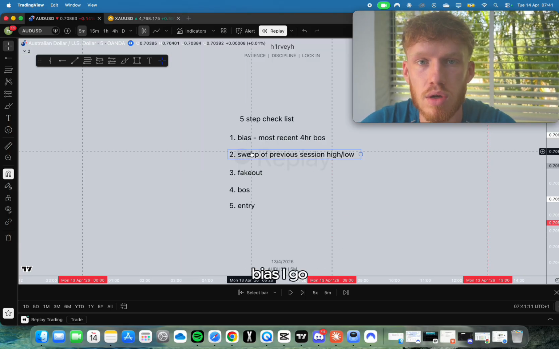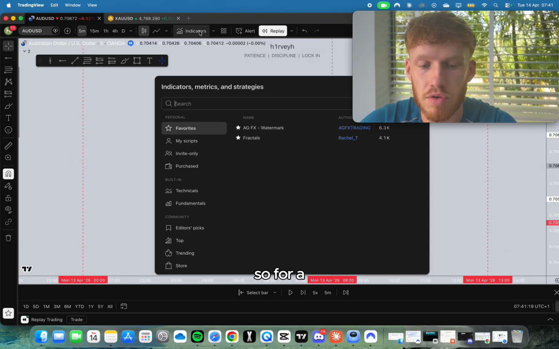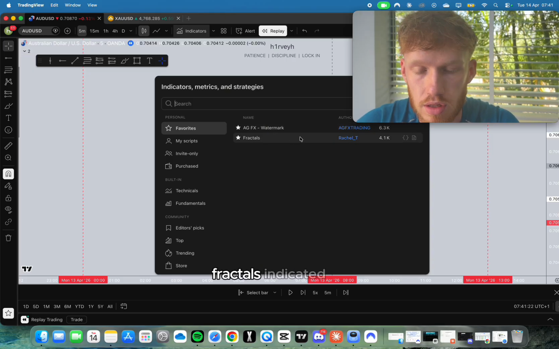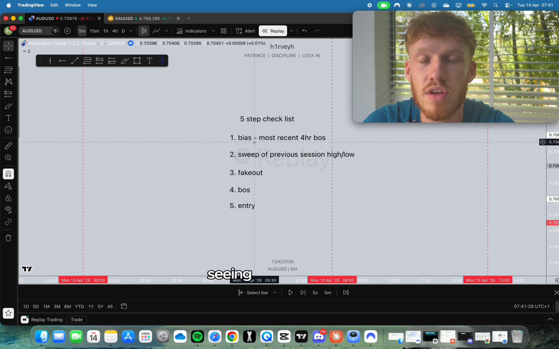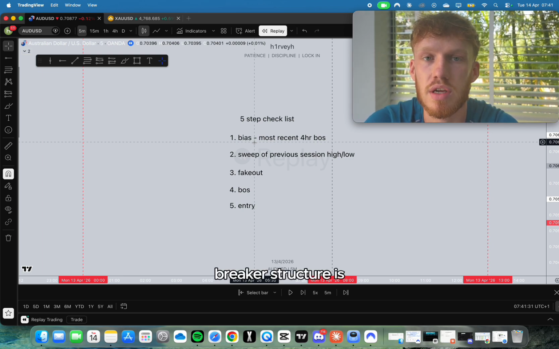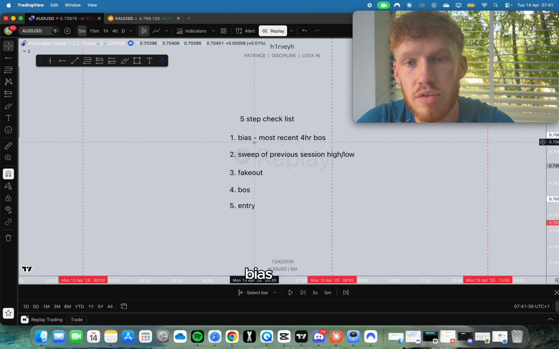So for the bias, I go on the 4-hour and I find the most recent break of structure to a fractal. For a fractal, we use the fractals indicator by Rachel T on here. So we'd be going on the 4-hour, seeing what direction the most recent break of structure is in, and then that's our bias. So if we broke to the upside, we're bullish. If we broke to the downside, we're bearish. So that's our bias. Step 1 done.